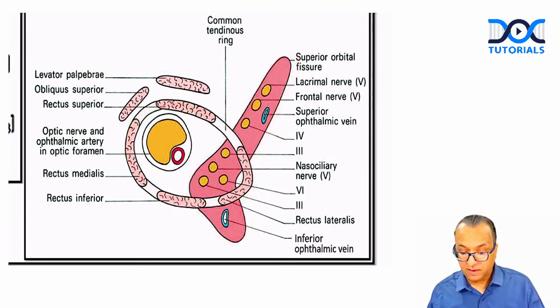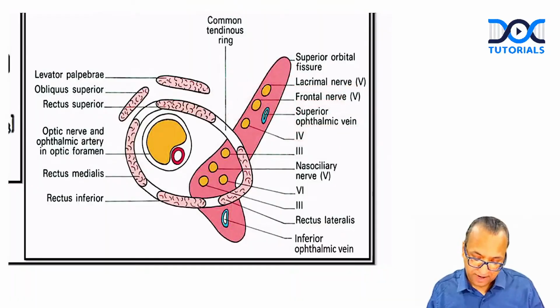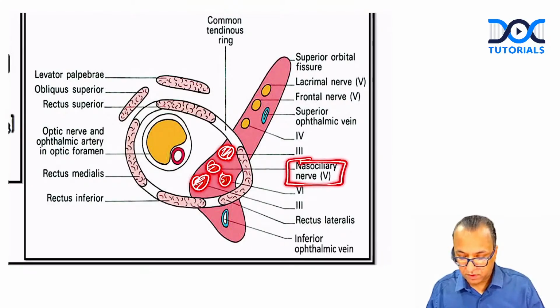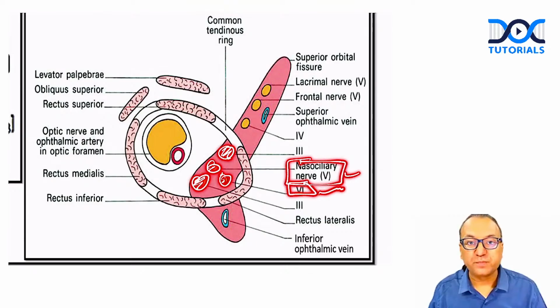And the LFT nerves are left outside the ring of Zinn with superior ophthalmic vein. Now, what is this LFT? Lacrimal nerve, frontal nerve, and trochlear nerve, they are left outside the ring of Zinn. Then what is inside the ring of Zinn? Inside the ring of Zinn, you will have nerve number 3, upper and lower division, and nerve number 6 and nasociliary nerve. So nerve number 6, nasociliary, and nerve number 3 are inside the ring of Zinn, inside the superior orbital fissure.